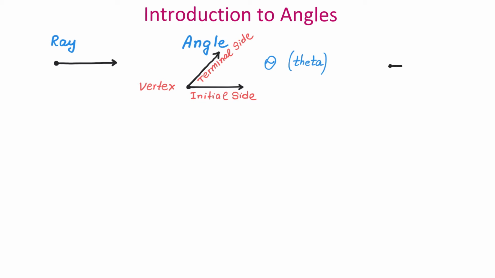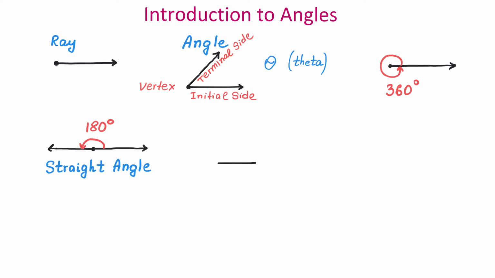Let's have a ray. If this ray completes a full rotation back into itself, then the angle formed is a 360-degree angle. As you see, the symbol for degrees is this small circle next to the number. Now, if a ray completes only half of the rotation, then we get an angle that measures 180 degrees. This angle is called a straight angle.